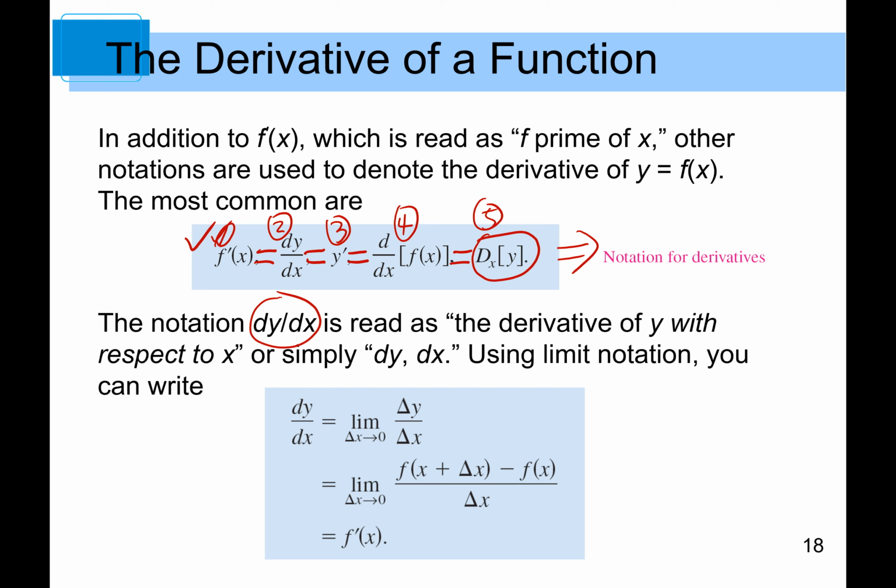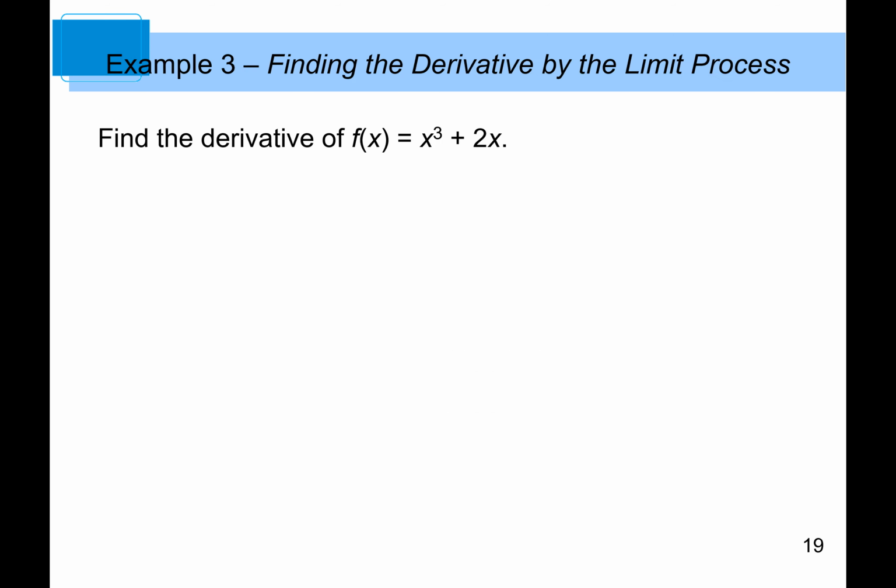Simply dy, dx. Using the limit definition, you can write it as dy over dx equals the limit as delta x approaches 0 of delta y over delta x, and delta y equals f of x plus delta x minus f of x, over delta x. That's why it's f prime of x. So there are different ways of writing a derivative, but just make sure you know they are equivalent to each other.